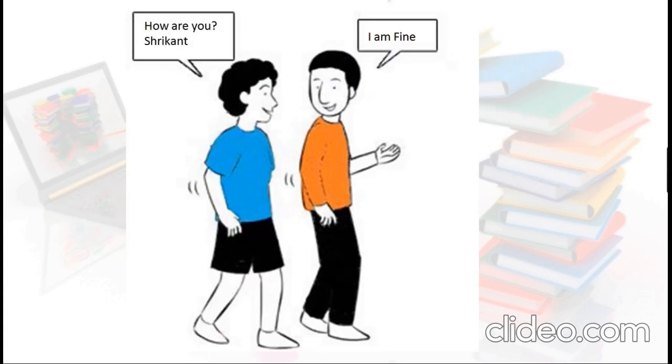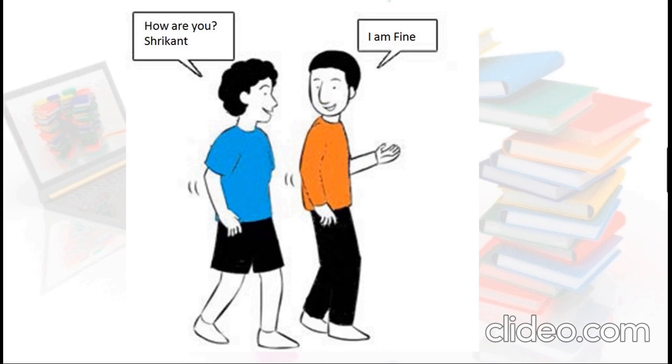Let us assume that there are two friends who are talking with each other. Now one is saying, how are you Shrikant, and another one is saying, I am fine. So this is how the conversation took place between the two friends. Similarly, in between these two people, air is playing the transmission media role. So air becomes the media in between these two friends, and with the help of air they are communicating with each other.